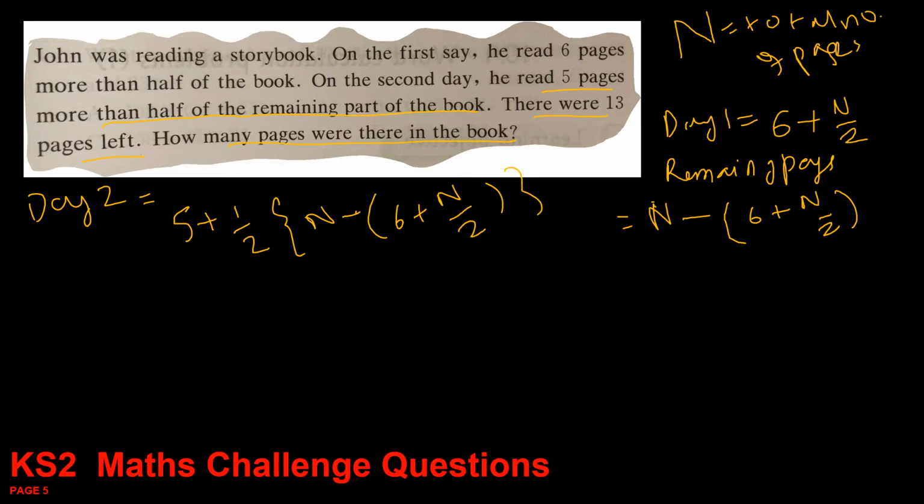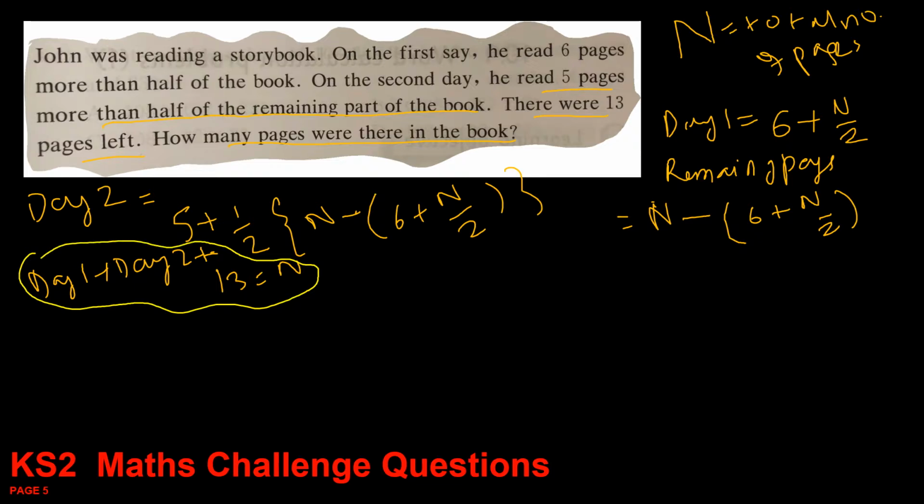Now there are 13 pages left still. So what is it now? Day 1 plus day 2 plus 13 should equal n. Day 1 plus day 2 plus 13 equals n. There are 13 pages left.